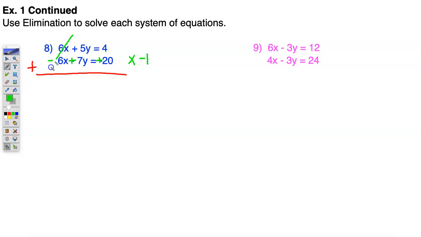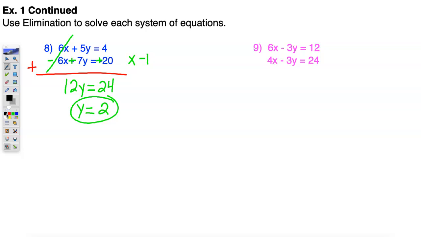So now my 6x and my negative 6x are going to wipe each other out. 5y and 7y is 12y. And 20 plus 4 is 24. So I'm going to divide both sides by 12. So we end up with y equaling 2.